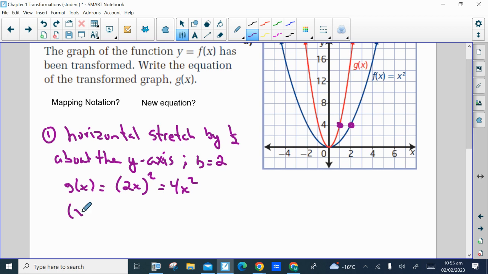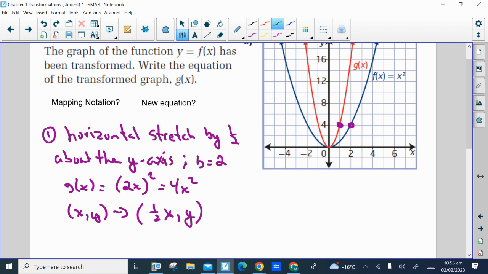So our mapping notation then, if we're doing a horizontal stretch by a factor of 1/2, all the x values are multiplied by 1/2. That's what the mapping notation would look like.